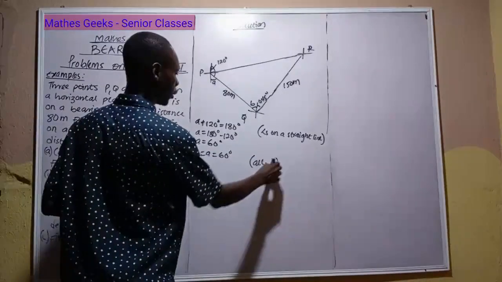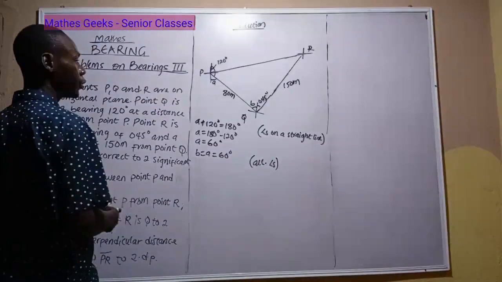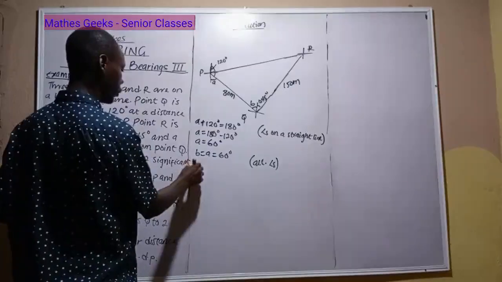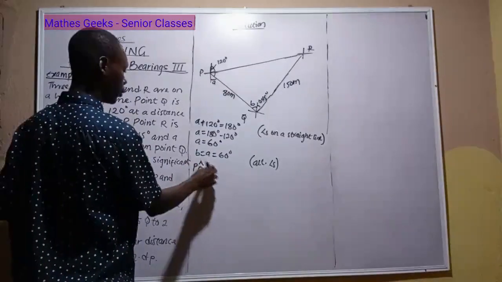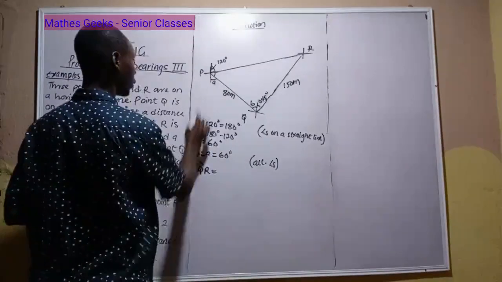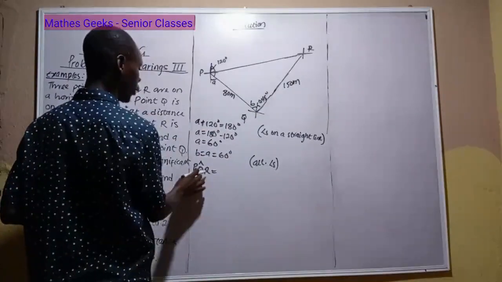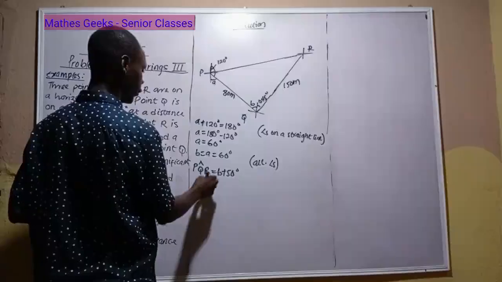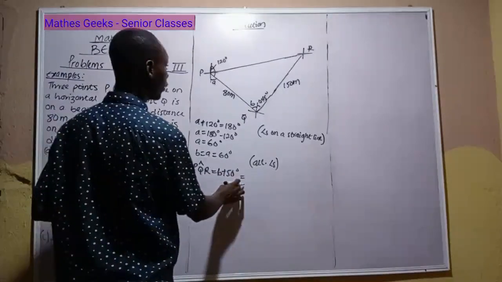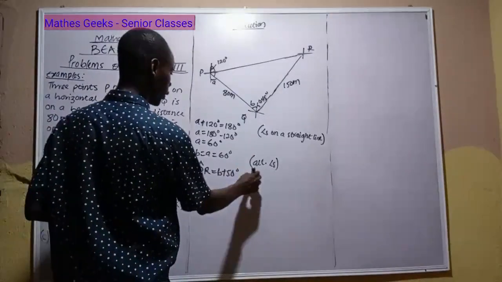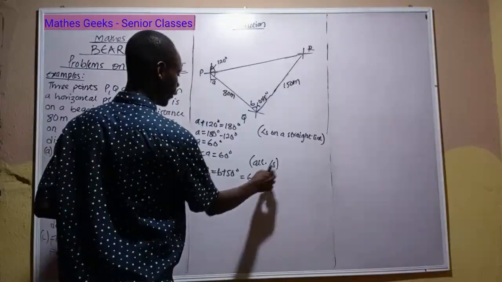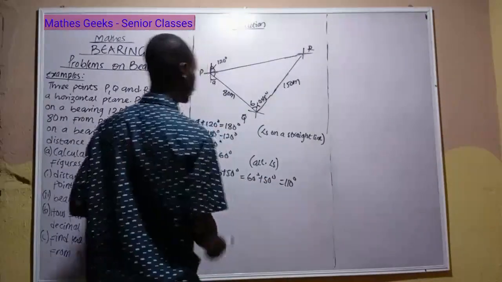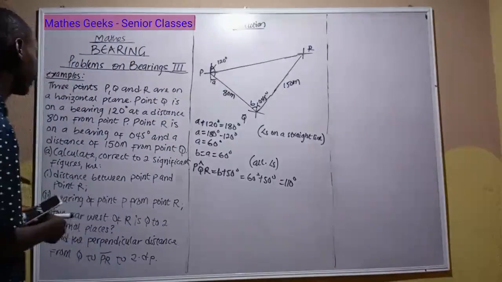Alternate angles. So B is equal to 60 degrees. So altogether, in triangle PQR, angle Q is equal to B plus 50 degrees. That is equal to 60 degrees plus 50 degrees. That will give us 110 degrees. So now we're going to look for PR.